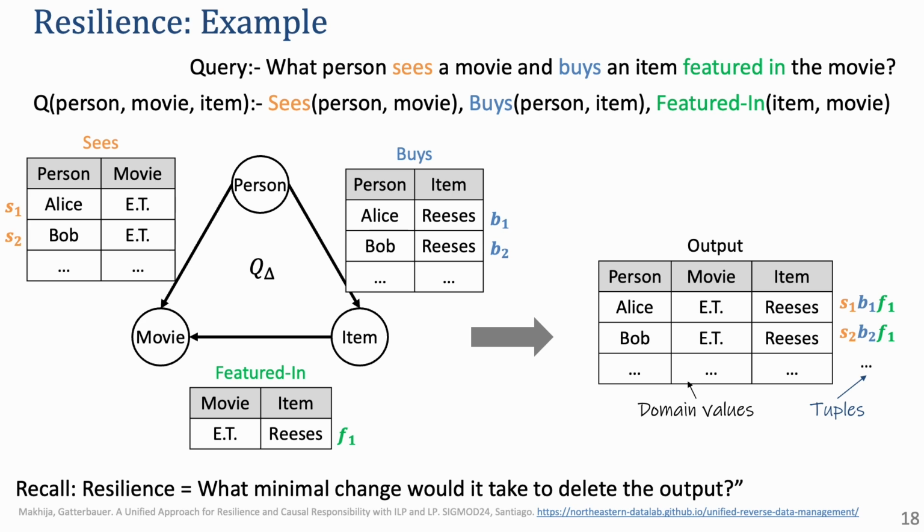So now recall, to find the resilience, we want to find minimum changes that we can make to the input so that we would delete all of the many rows that we have here in the output. In this example, it turns out if you just took away the tuple F1, which was related to some product placement, you would actually take away every single output row because all of the output rows concern just this one product placement. So this is actually not very resilient at all.